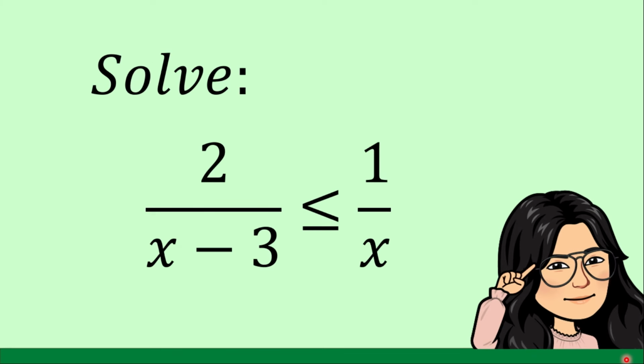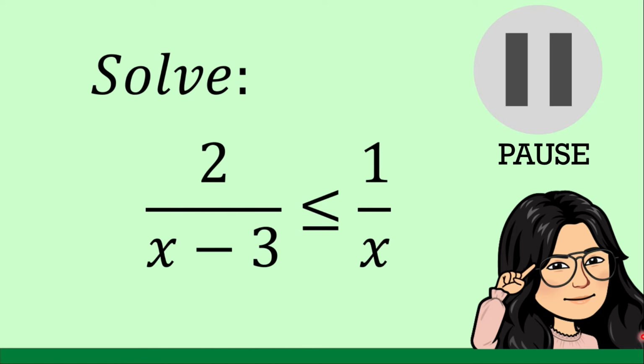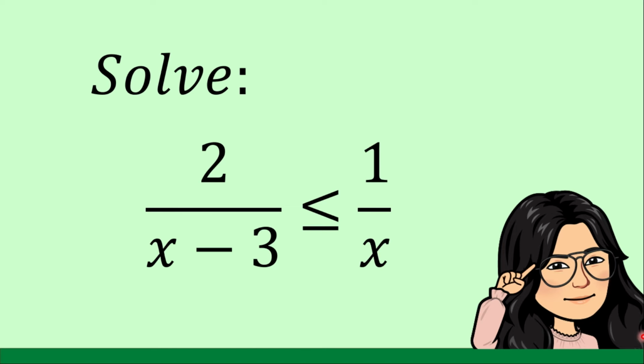How about this? Solve for this rational inequality. Given 2 over x minus 3 is less than or equal to 1 over x. You may pause this video, take your time. I know you can do it. Go ahead. Alright, now following the same procedure in example number 1, let's start with step 1.